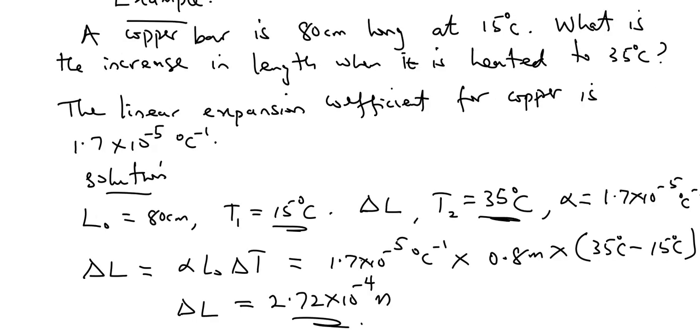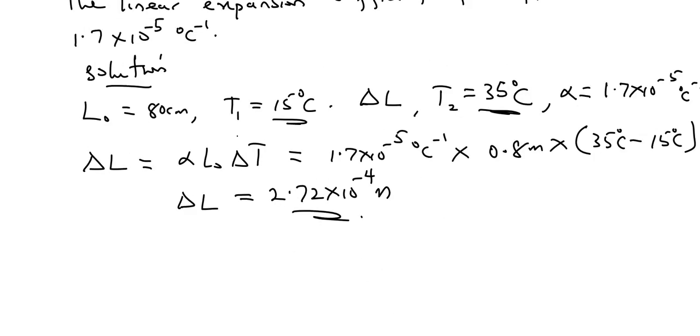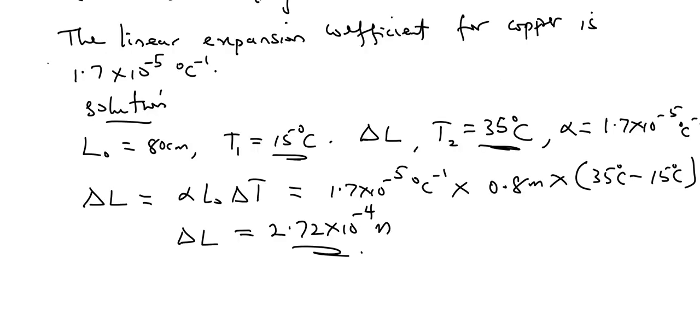So the increase in length will be 2.72 times 10 to the power minus 4 meters. If you want to know the final length, you need to add this to 0.8 meters, so the original length is 0.8 meters. So L2 will be 0.8 meters plus 2.72 times 10 to the power minus 4. It's a very, very small increase in length, but there is an increase in length.